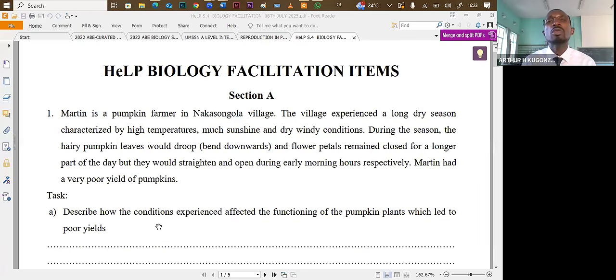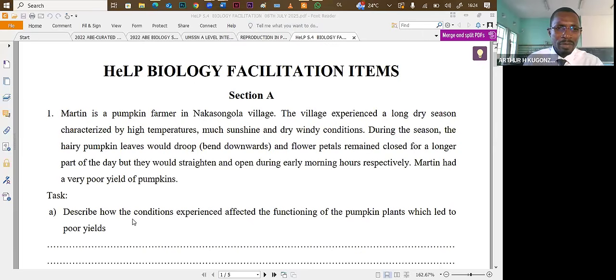Now, whenever you read these items and you look at the task, always first ask yourself the first question: what does this task want from me? What does the task want? You can rephrase it in your own terms in a simpler way. When I look at this task in my own way, I see that this task wants us to know how the conditions experienced affected the plants. That is how I restructure this task in simple terms.